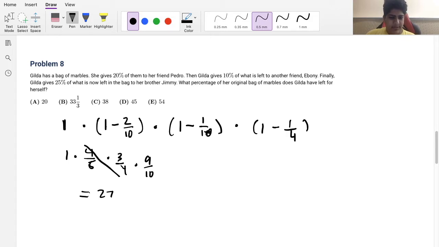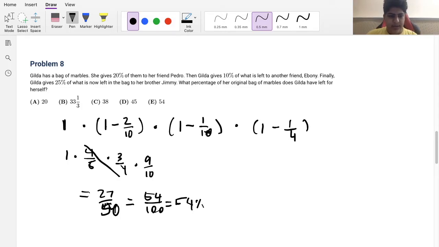And if you didn't know, you can just convert this fraction to a percent. So we just multiply the numerator and denominator by 2. So you get 54 divided by 100, or 54%. Okay, and now looking back at the choices, we see that this is choice E.